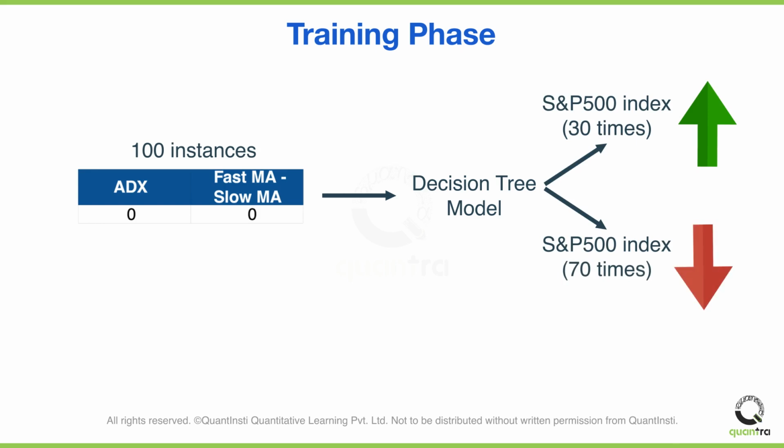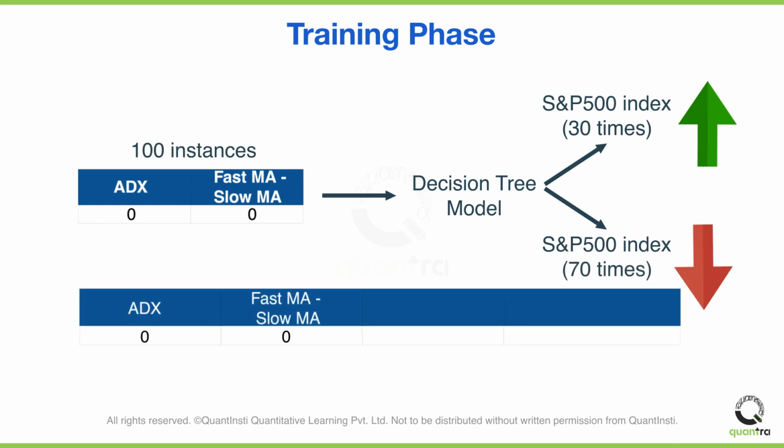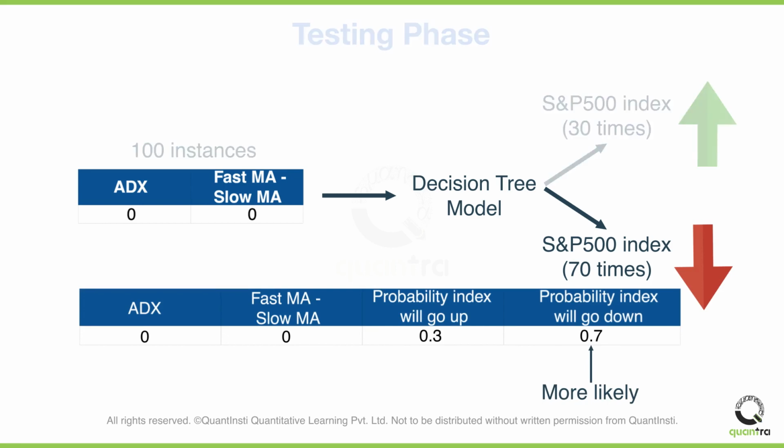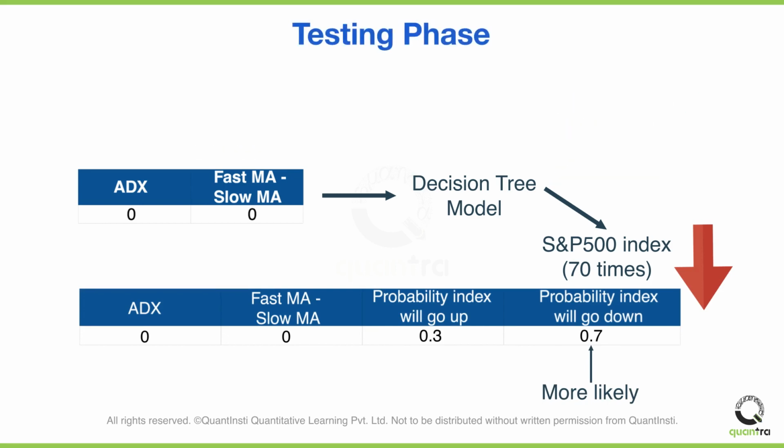So the decision tree learns that if both input features are 0, there is a 0.7 probability that the index will go down. Hence, the decision tree will predict that the S&P 500 index will go down if both features are 0 during testing.